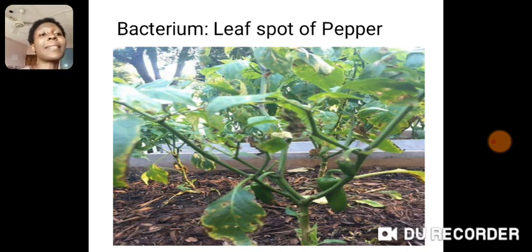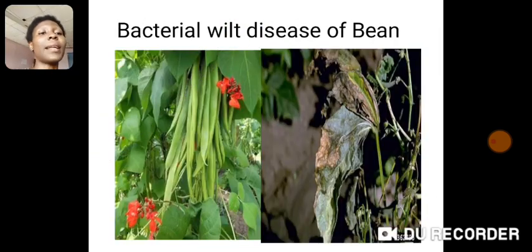So that is called leaf spot, caused by a bacterium species that affects our pepper plants, particularly the leaves. So that's what leaf spot of the pepper plant will look like. And then this one, this is bacterial wilt disease of bean.